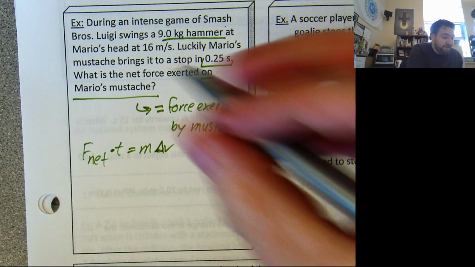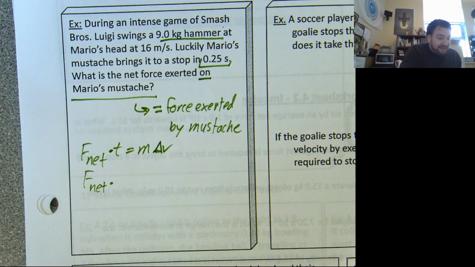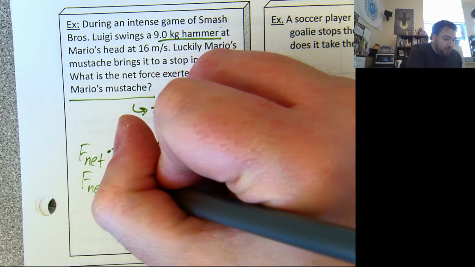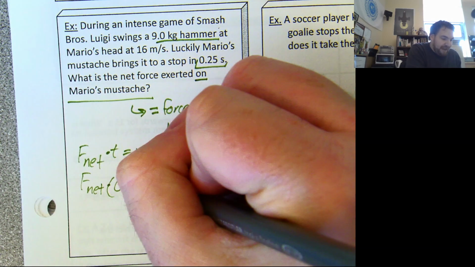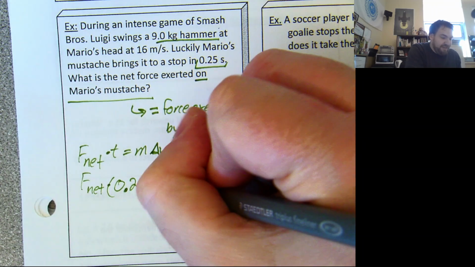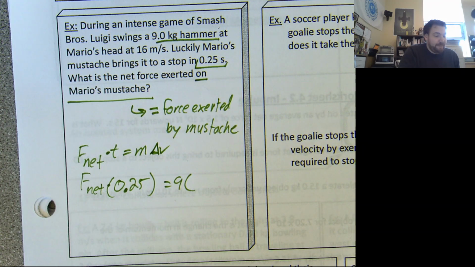So F net is what we're looking for. F net times the time it takes to bring that hammer to a stop, which is 1/4 of a second, so 0.25. So I'm going to have F net times 0.25 equal 9, the mass of the hammer, times the change in velocity.